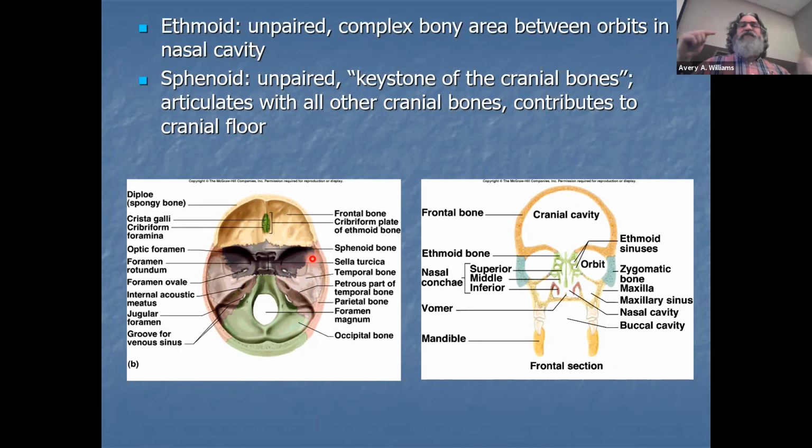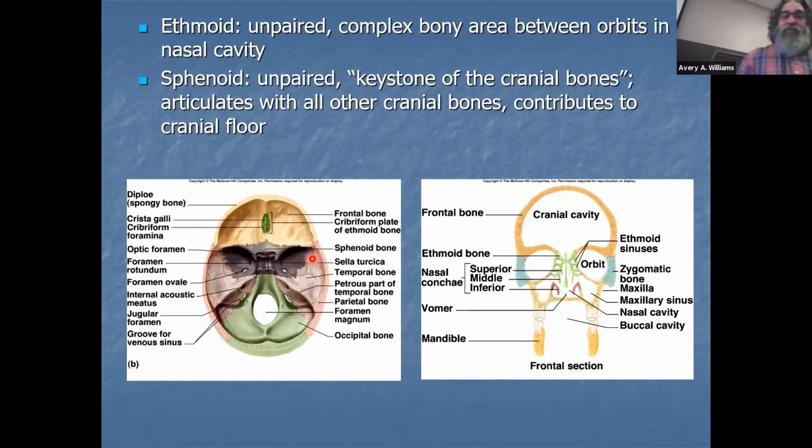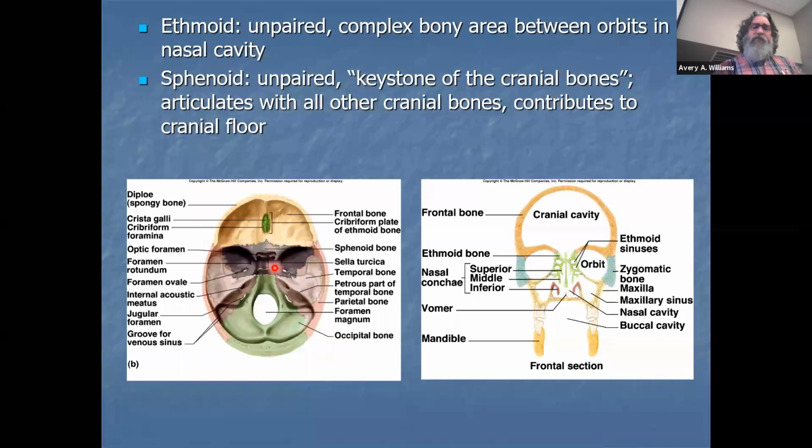We call it the keystone of the cranial bones because the sphenoid bone articulates with all other cranial bones. You'll see there's an articulation with the ethmoid bone, the frontal bone, the occipital bone, the parietal bones, etc. And that's why we call it that. It contributes with all other cranial bones, and of course it contributes to the cranial floor. So this is basically that. And then there's the other details.